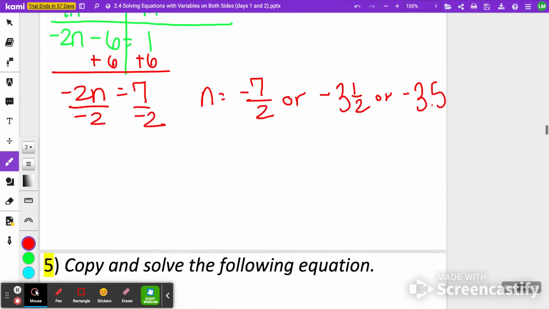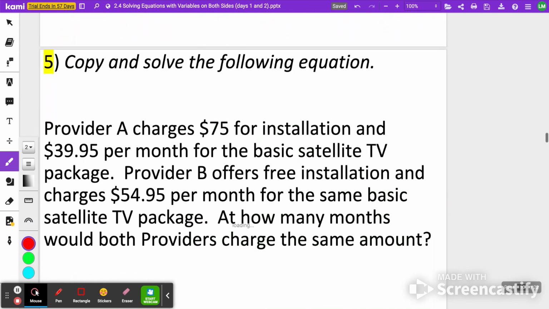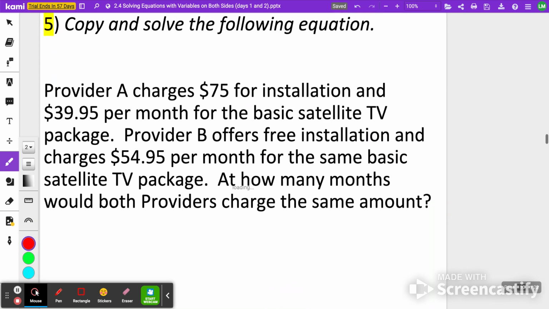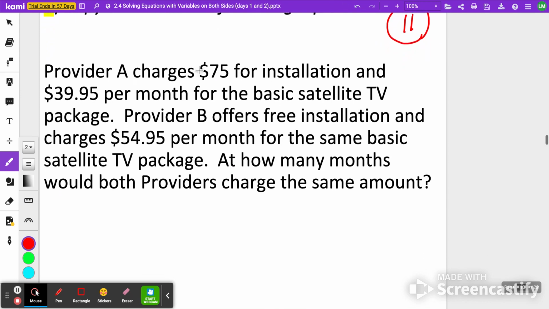Okay? For the last one, number 5, copying and solving the following equation. This one is going to be a word problem, so we just want to make sure we're understanding the language with it. Go ahead and pause the video, read through it, see if you can set up your equation first, and then click play to see if you've set up the equation correctly. Then we'll solve it together.